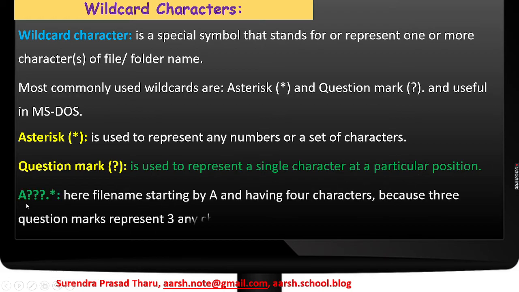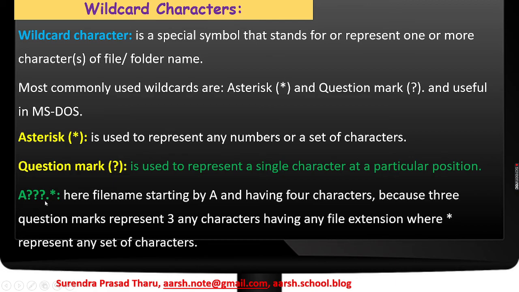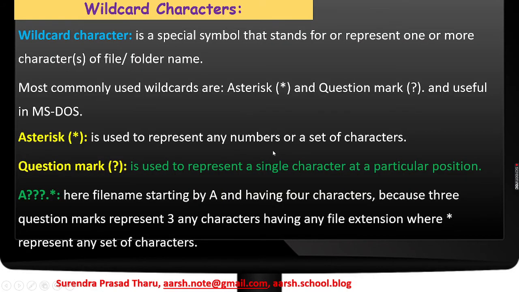So here, three question marks plus the rest means altogether four characters, since each question mark represents a single character. You can find it in this way. I hope I made it clear.